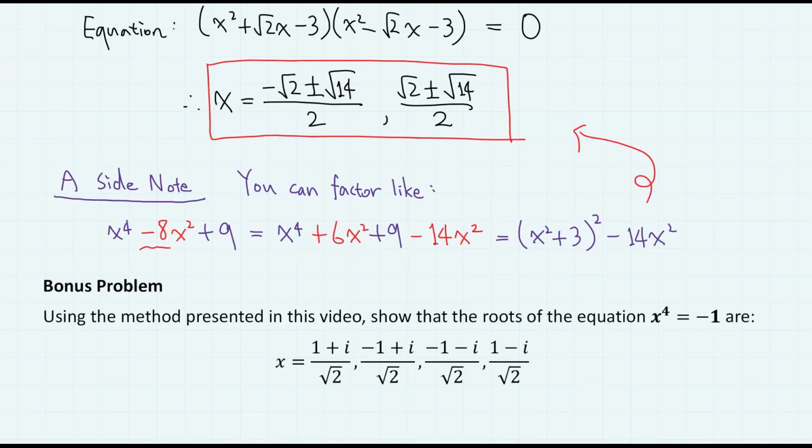Finally, as I said, I prepared this bonus problem in case you want to practice this method a little bit more. I will not provide the full solution, but I provide you the answer, which is the 4 roots of this equation, so you can check for yourself whether you can obtain this answer.